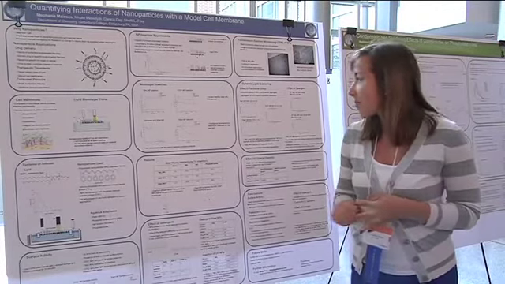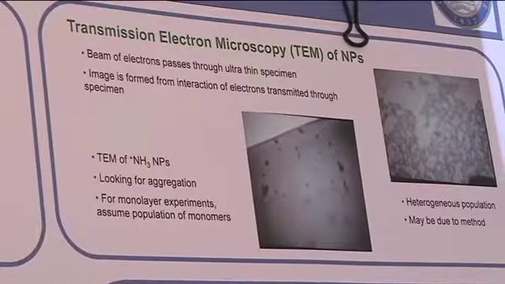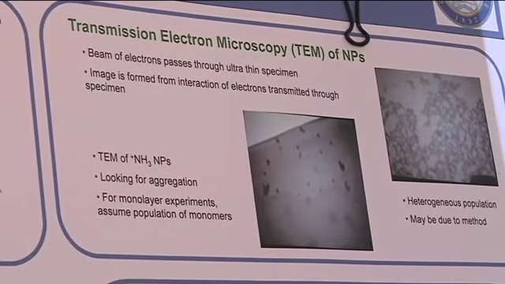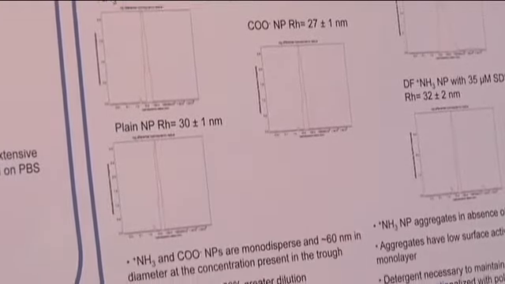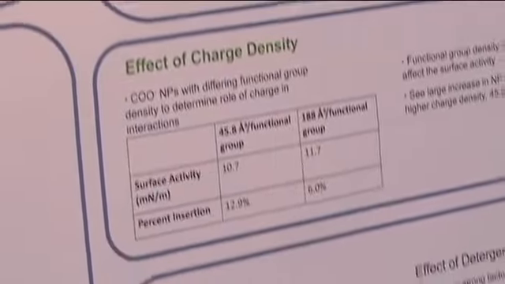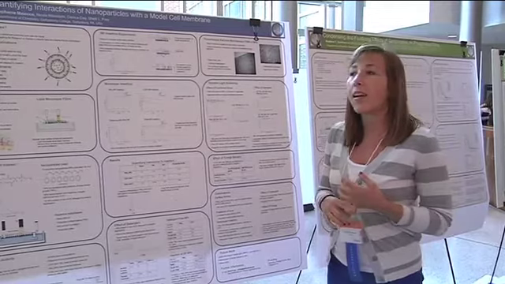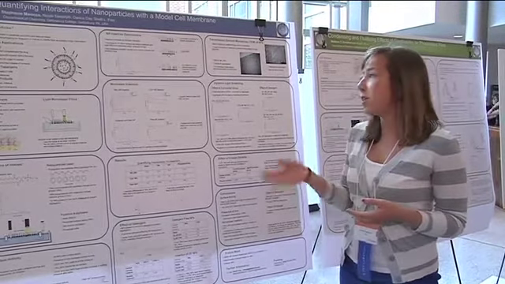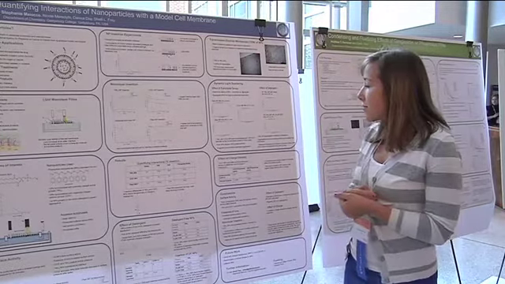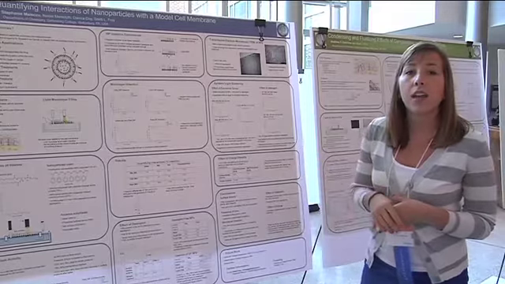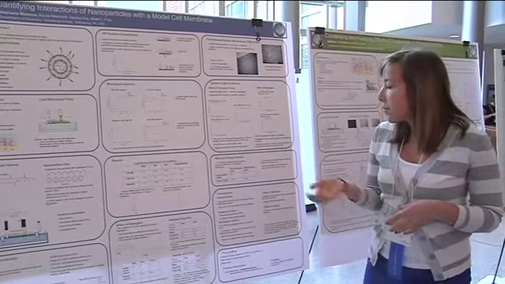And we used transmission electron microscopy to see how the nanoparticles look in the solution, to make sure they're not aggregated. We did observe aggregation, and this is most likely due to the method that we had to use for the TEM. Dynamic light scattering was used to, again, look at the size and aggregation of the nanoparticles, and we saw that there was aggregation in the nanoparticles we used that did not have detergent. And looking at charge density, we saw that the higher concentration of charge inserted more into the monolayer.